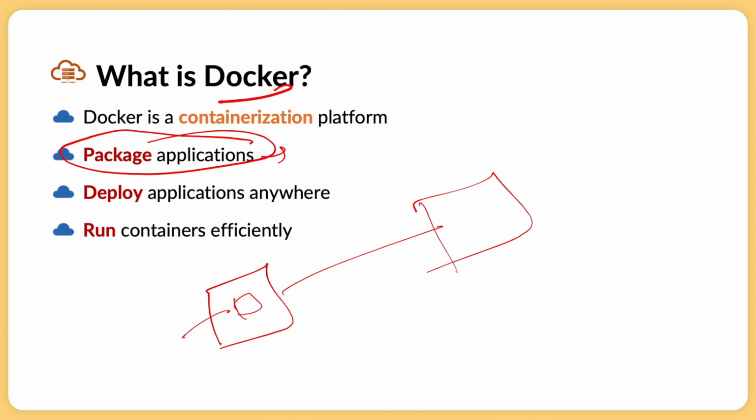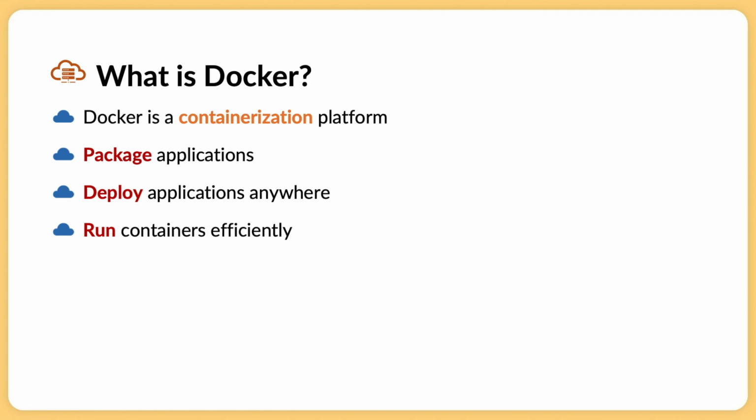Meaning from one developer machine to the tester machine, from the tester machine to the production environment, anywhere, and it works out of the box. Why? Because it has everything included to run the application. Well, now we understand the container lifecycle. What is a container?